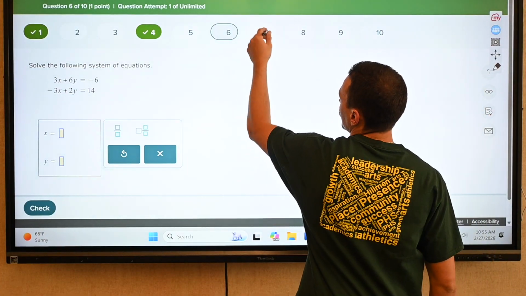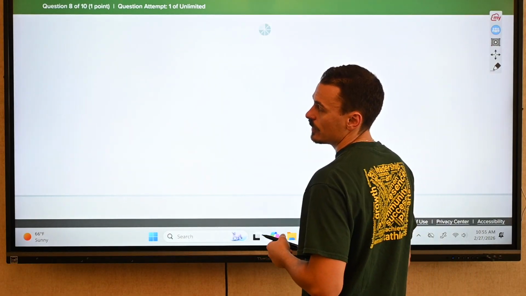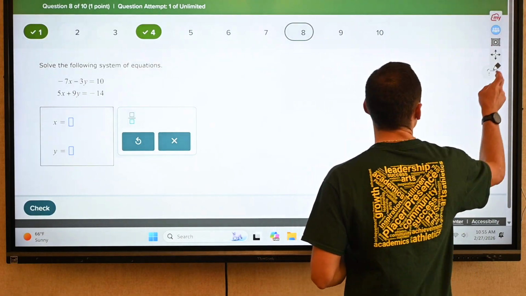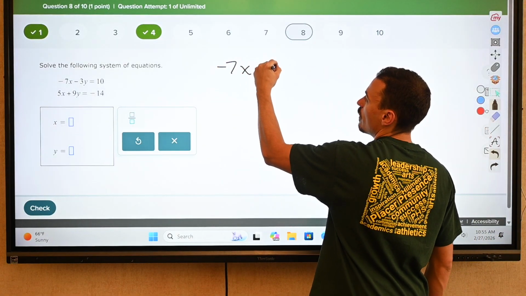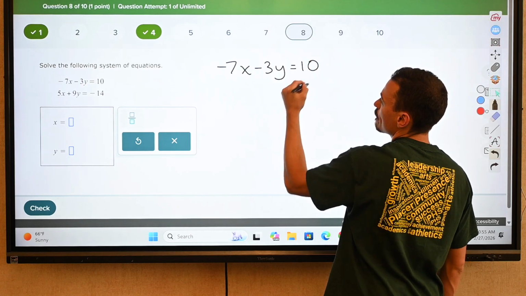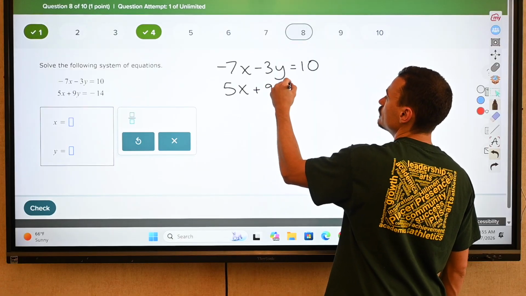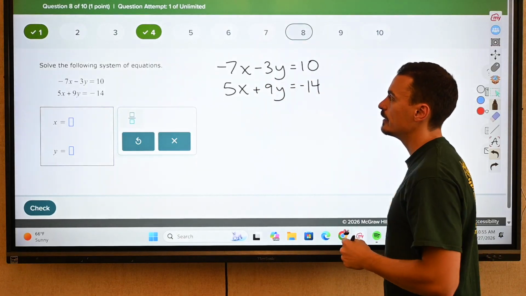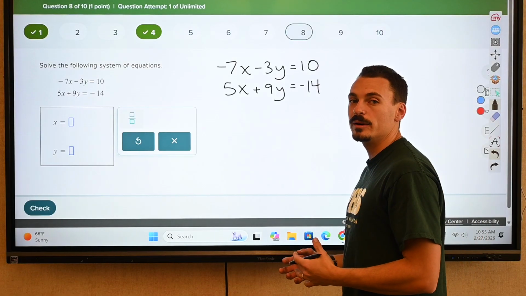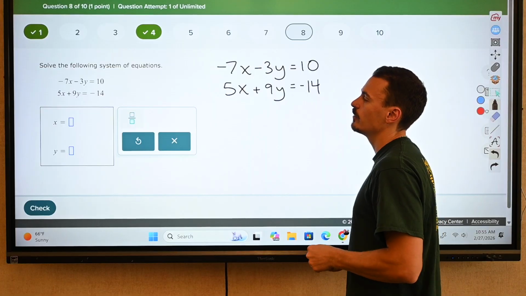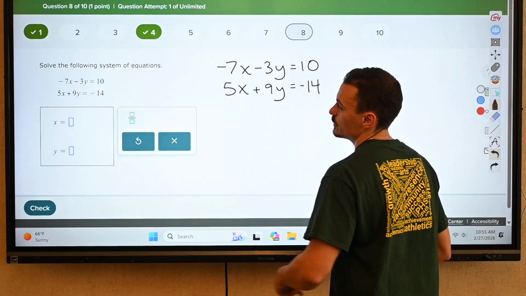Okay, let's just talk about this one quickly. So we have negative 7x minus 3y equals 10, and 5x plus 9y equals negative 14. Here we can't use the substitution method. Okay, we could, but it would be fractions, and it really isn't the fastest way. So here we need to utilize the elimination method.